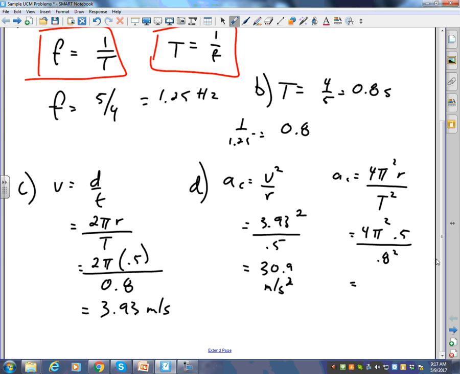And what should that give you? 30.9. It appears that in my notes here I've got 30.8, but they are one and the same. It's likely just a rounding issue. Okay, so two different ways. Is that a fair amount of centripetal force? Or sorry, centripetal acceleration? Yeah, it is. That's a reasonably high number, right? It's because it's changing the direction, and it's moving 4 meters per second. That's pretty quick.